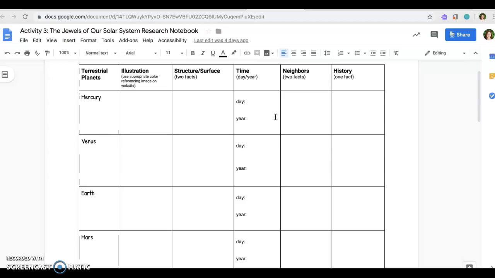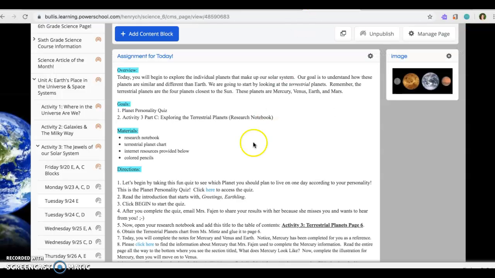And then you're going to notice that this chart actually looks a little bit different than the one you're looking at on the screen right now, because I have actually filled in the information for Mercury in terms of structure, surface, time, neighbors, and history. And I did this for you so that you have a reference of what your chart should look and sound like when you are completing it for Venus and Earth today, and then for the remaining planets this week. And I want to tell you how I got that information, going back to the directions.